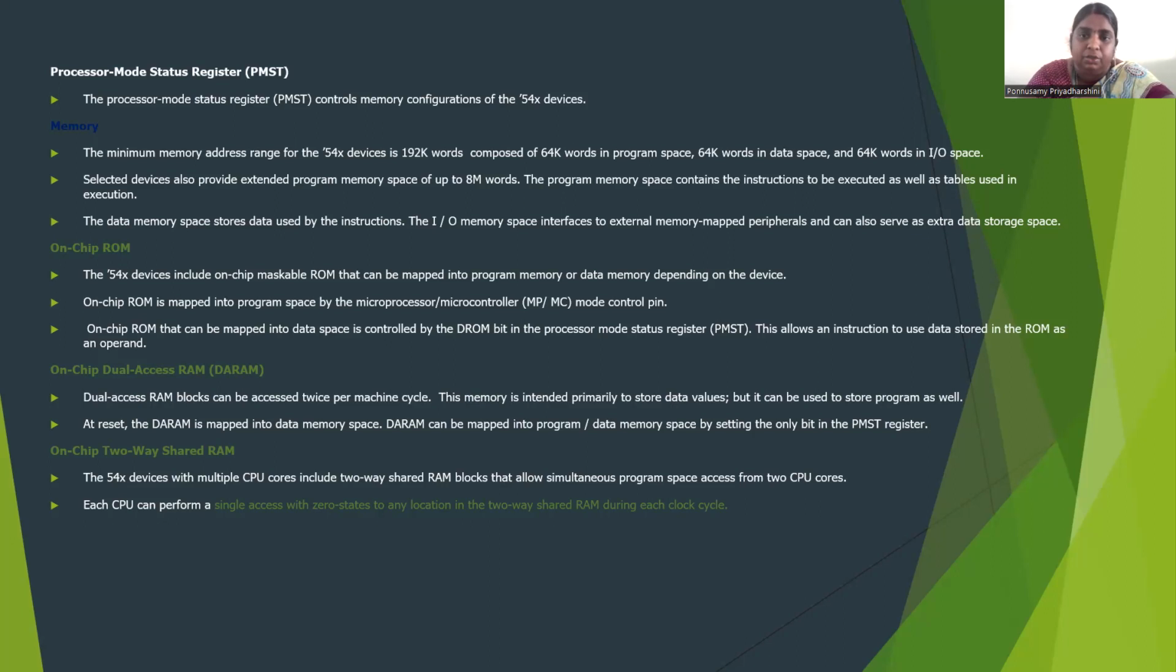On-chip dual access RAM can be accessed by the program as well as by data. It is primarily intended to store the data values. Next, it can be used to store the program as well. On-chip two-way shared RAM.